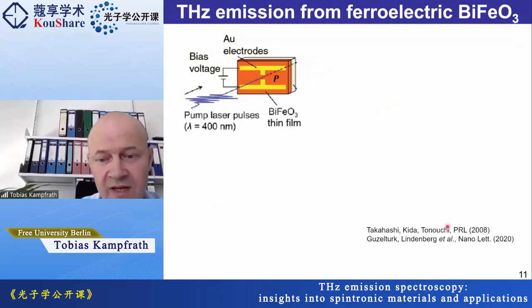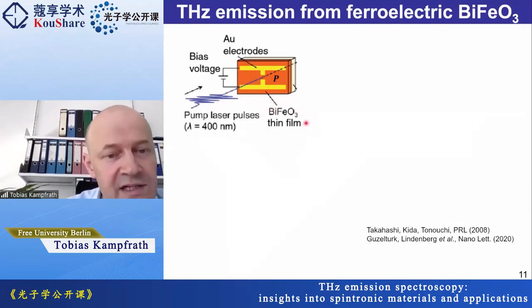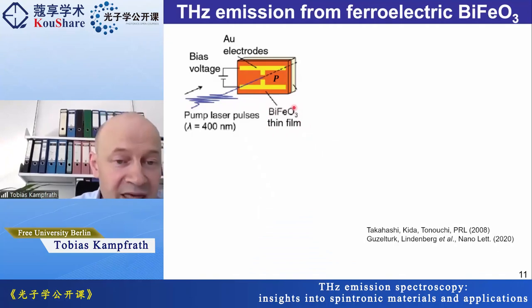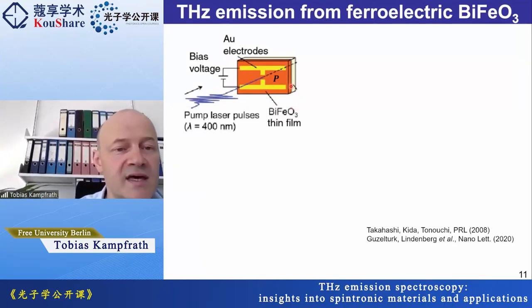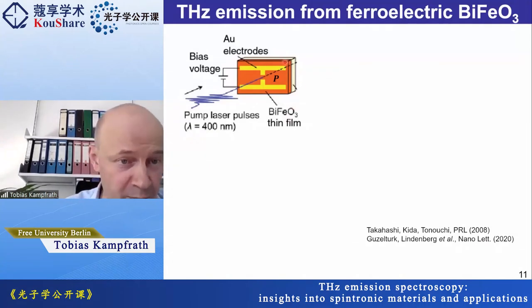And I show you here one example from the group of Tonouchi in Osaka. So he studied a multiferroic material, which is called bismuth ferrite. So bismuth ferrite is a very interesting material. It's both ferroelectric and antiferromagnetic at the same time. Yeah? And that's why it's called multiferroic. Tonouchi and his group were very interested in the ferroelectric properties of the sample.